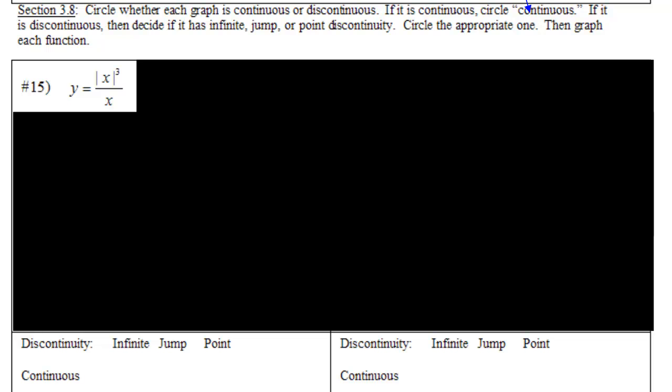Number 15 is a strange ranger. For 15, the directions say circle whether each graph is continuous or discontinuous. If it's continuous, circle continuous. If it's discontinuous, then decide if it has infinite, jump, or point discontinuity. Circle the appropriate one, then graph each function. So this is odd because there's an absolute value in a rational function.